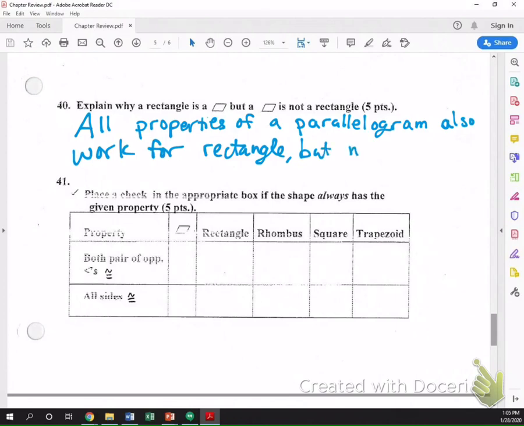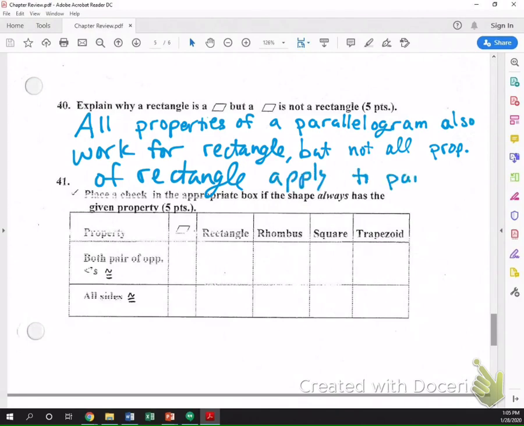But not all the properties of a rectangle apply to a parallelogram. Is everyone feeling okay with that answer? So a rectangle is a type of a parallelogram. So all the properties of a parallelogram still work for a rectangle, but not all the properties of a rectangle work for a parallelogram.